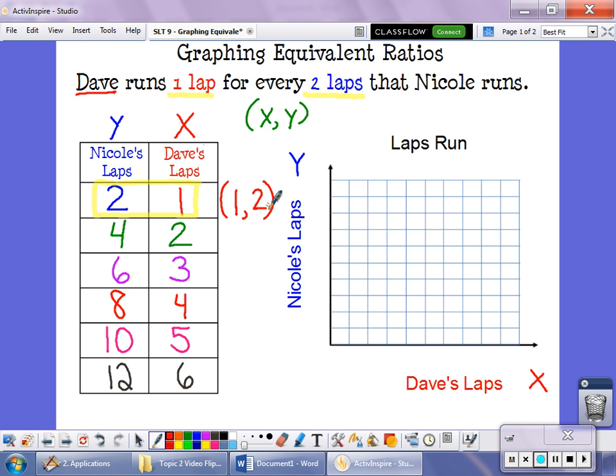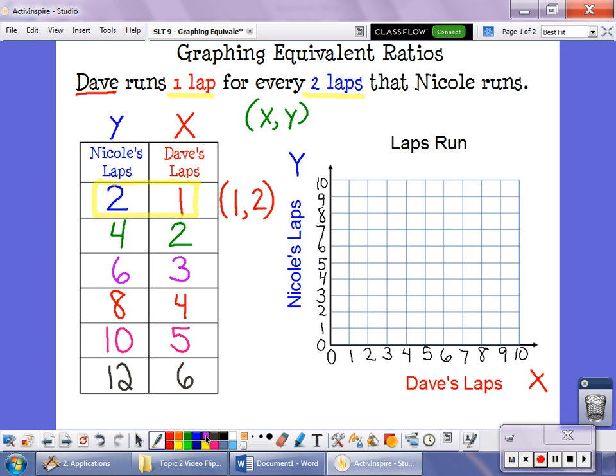In order to put that in my graph, the first thing I should do is number it. Now remember, with a coordinate graph, we're labeling the lines, not the spaces. So I'm just going to take a minute and number my x values and my y values. So 0, 1, 2, 3, 4, 5, 6, 7, 8, 9, 10.